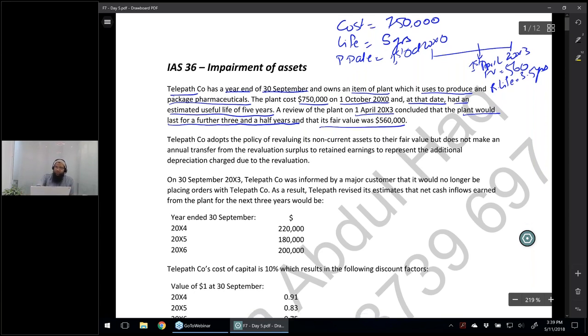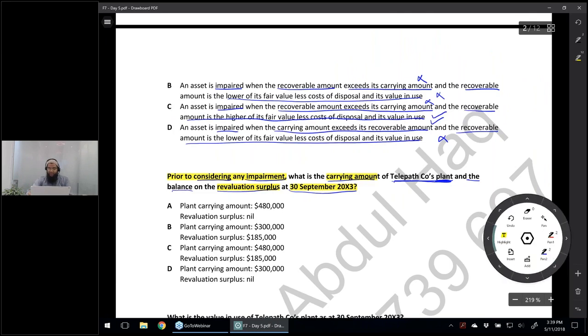Prior to considering impairment, what is the carrying amount of Telepath's plant? The question requires the carrying amount of the plant prior to impairment. Let's go back.